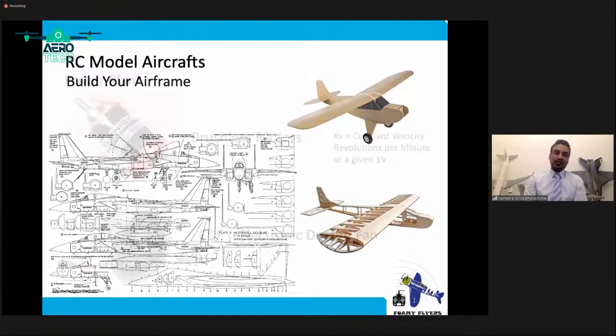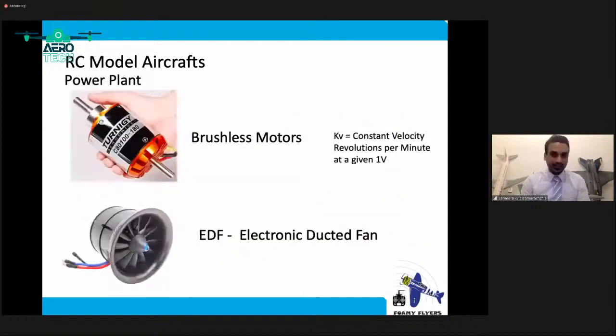Okay, now let's get to the power plant. In those days we did not have such efficient power plants, especially for RC aircraft. Some people even tended to use rubber bands, rubber banded so that it rotates the propeller and then moves forward. But nowadays the technology is much more advanced, and we're using what is called a brushless motor.